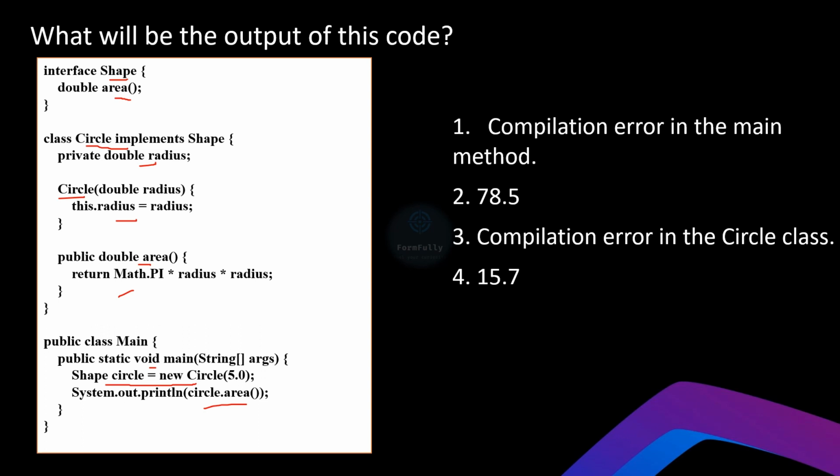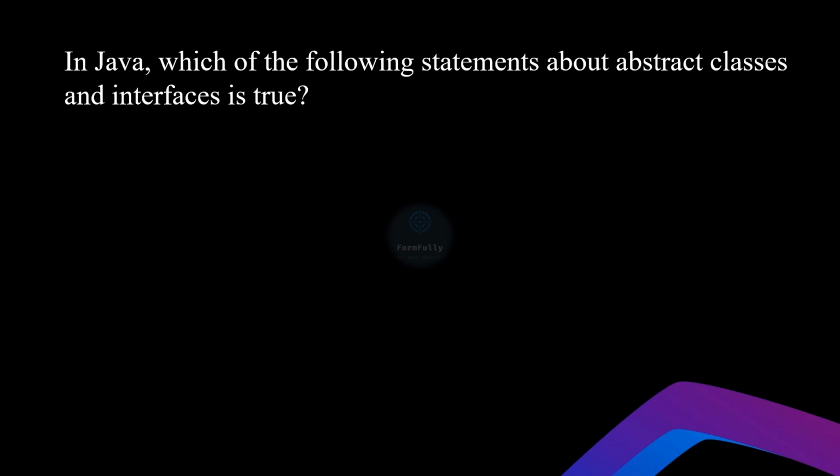That's why, when we call the circle.area method, it invokes the area method of the circle class, which calculates and returns the area of the circle with the radius 5.0. That's why the correct option is 78.5. Moving to the next question.